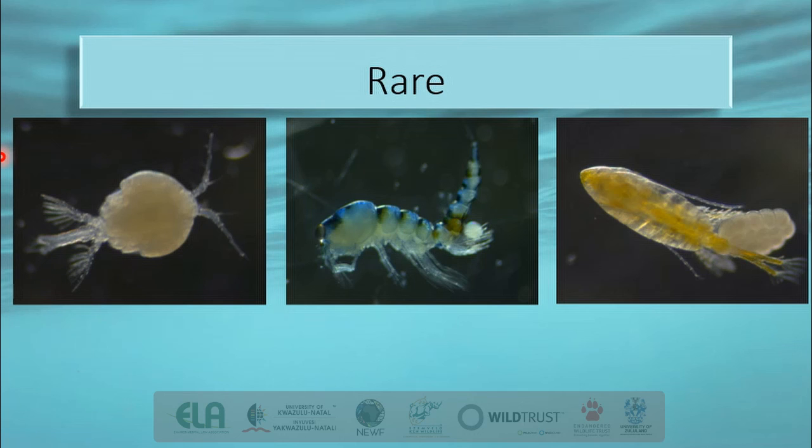But some of the rare species that I found is this type of Oithona. I think I found one or two like this, and this is a Harpacticoid copepod. It's Macrosetella species, and this is Pseudodiaptomus species.